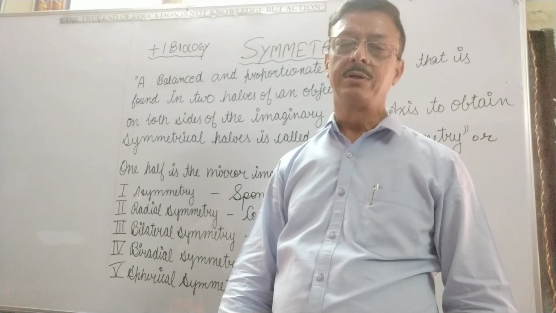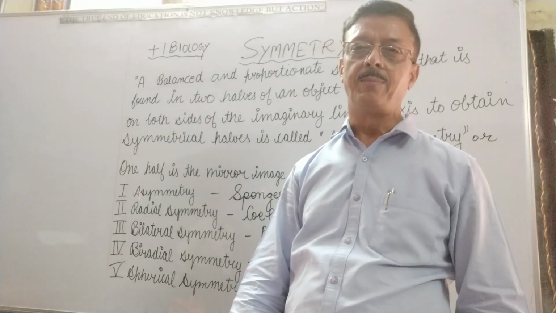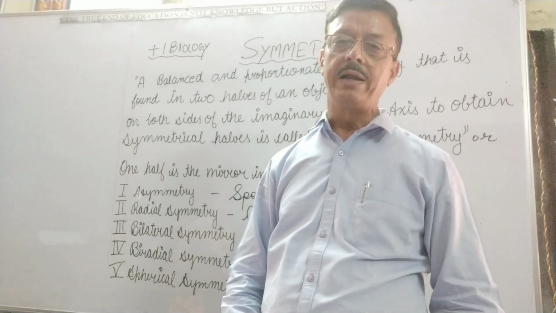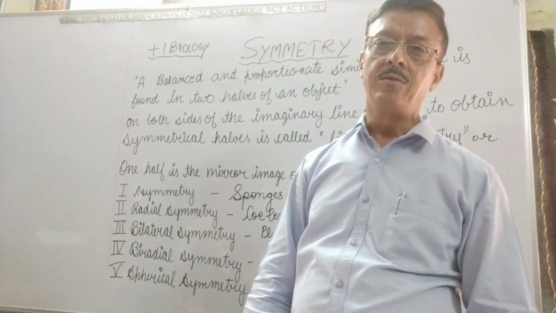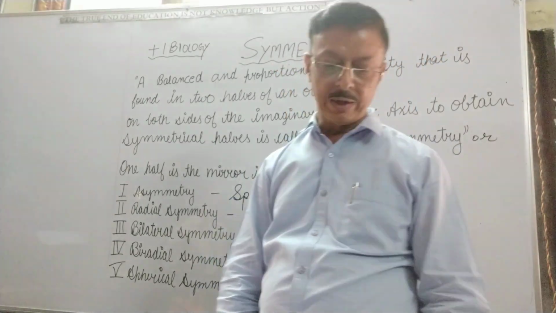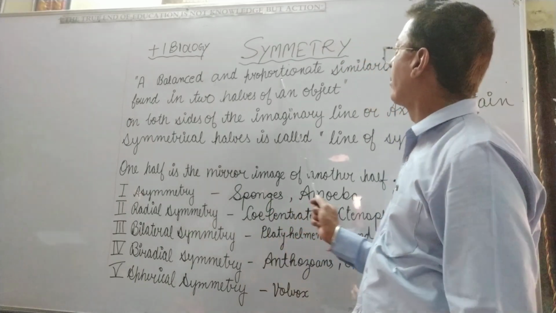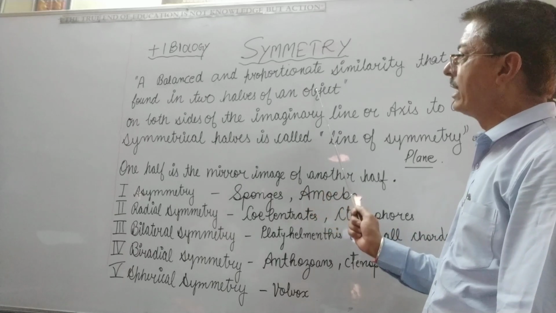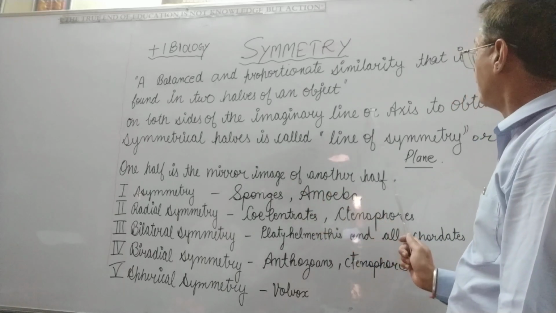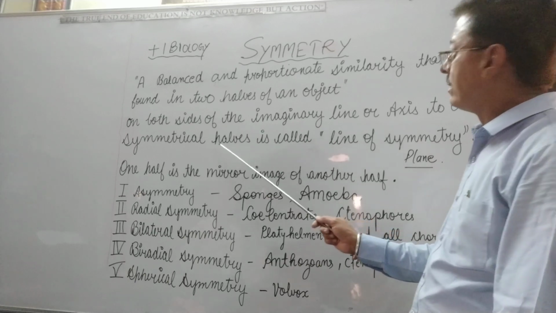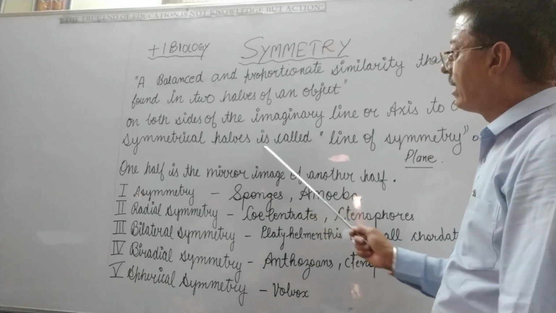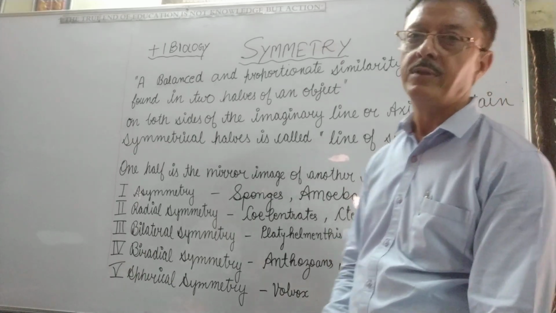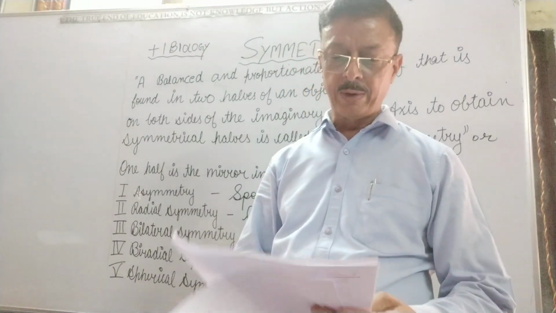Today we will discuss the topic symmetry, which is present in the plus 1 biology chapter 4 animal kingdom. Here we will discuss the symmetry in different animals. In general, what do you mean by the word symmetry? Symmetry means a balanced and proportionate similarity that is found in two halves of an object on both sides of the imaginary line or axis to obtain the symmetrical halves. It is called a line of symmetry or plane of symmetry. One half is a mirror image of the other in the particular symmetry.